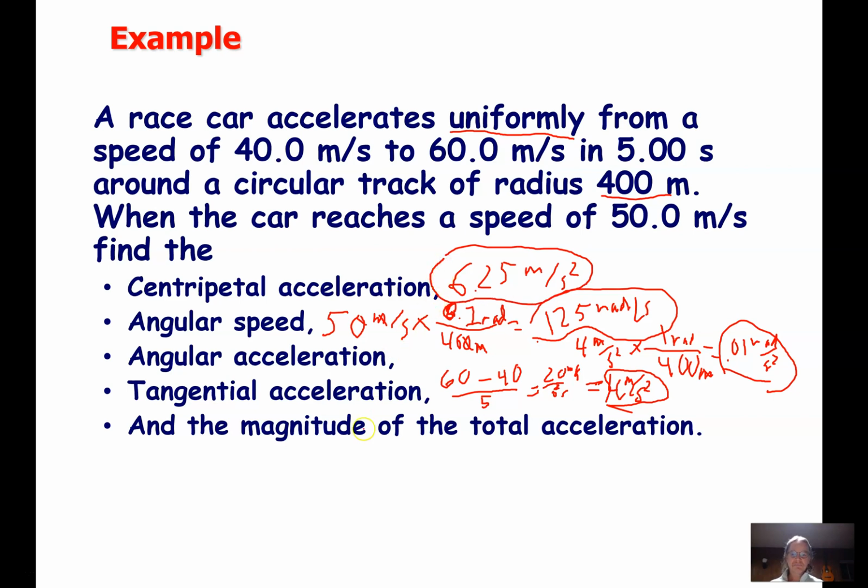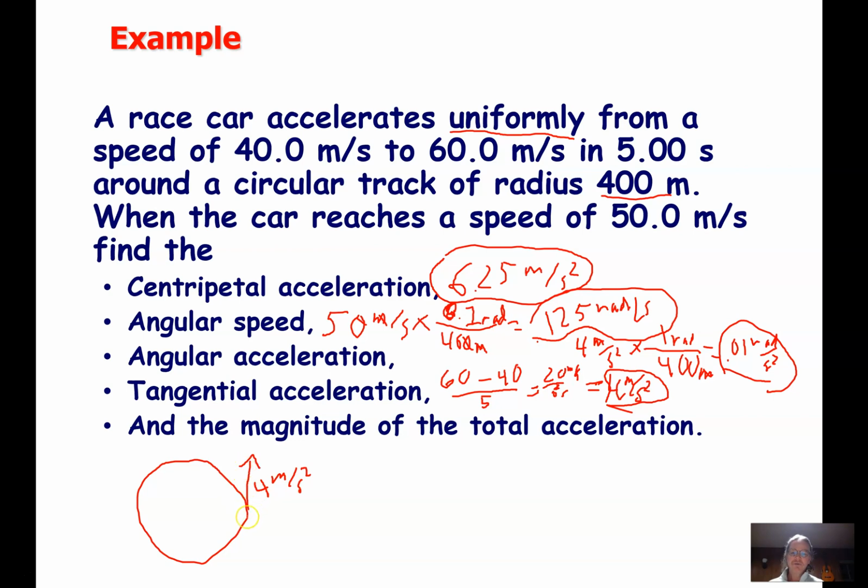Not doing it again. And the magnitude of the total acceleration. Oh my goodness gracious. Okay, so here's the story. If I can find my thingy. Okay, so we're going around in a track. So the tangential acceleration this way is 4 meters per second squared. As it's speeding up, 4 meters per second squared.